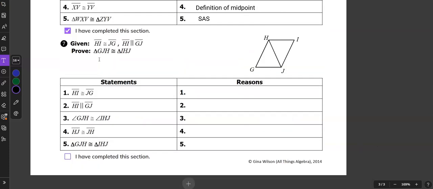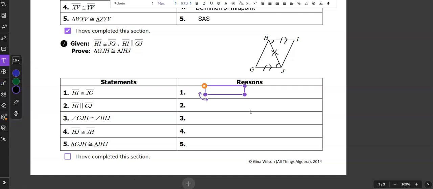All right, so last one on these notes. I'm going to go ahead and mark the shared side congruent. HJ is congruent to HJ. Again, that's just my preferred preference. They tell me that HI and JG are congruent. And then they also tell me that those are parallel segments. And yes, that is important, because if HI is parallel to GJ, that means IHJ right here and HJG are also going to be congruent. And that is because they are alternate interior angles. And we do have a spot for that.